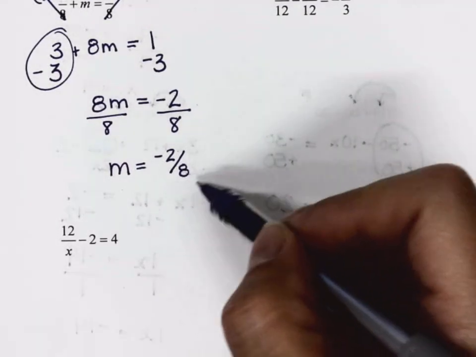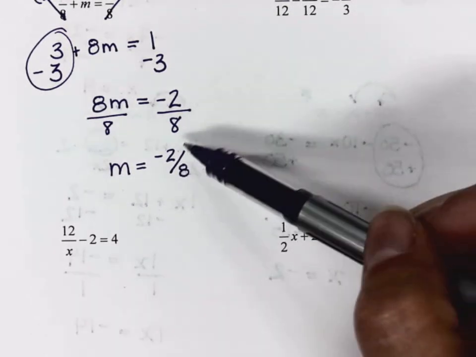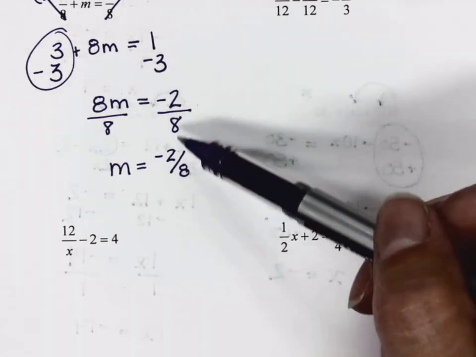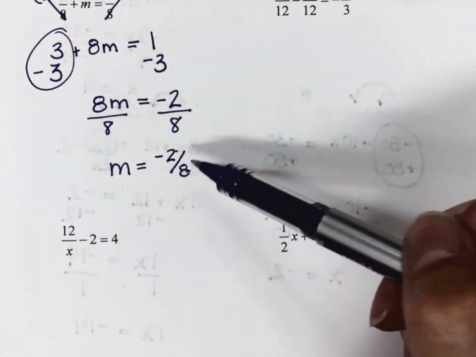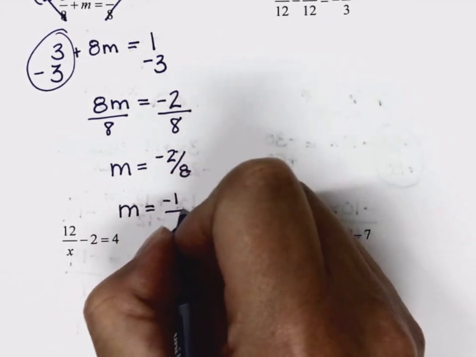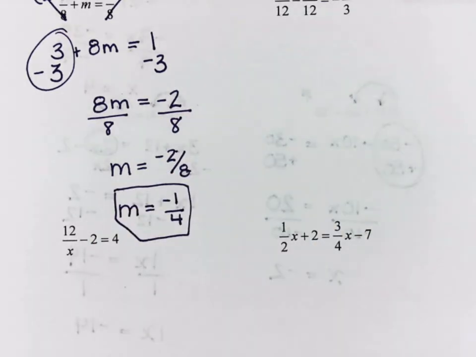Now, could we reduce that fraction? Could I take the same factor? Could I take a number out of the numerator and the denominator? I can. I can divide this by 2 and I can divide this by 2. So I would have m is equal to negative 1/4. And that is the most correct answer because it's in simplest form.